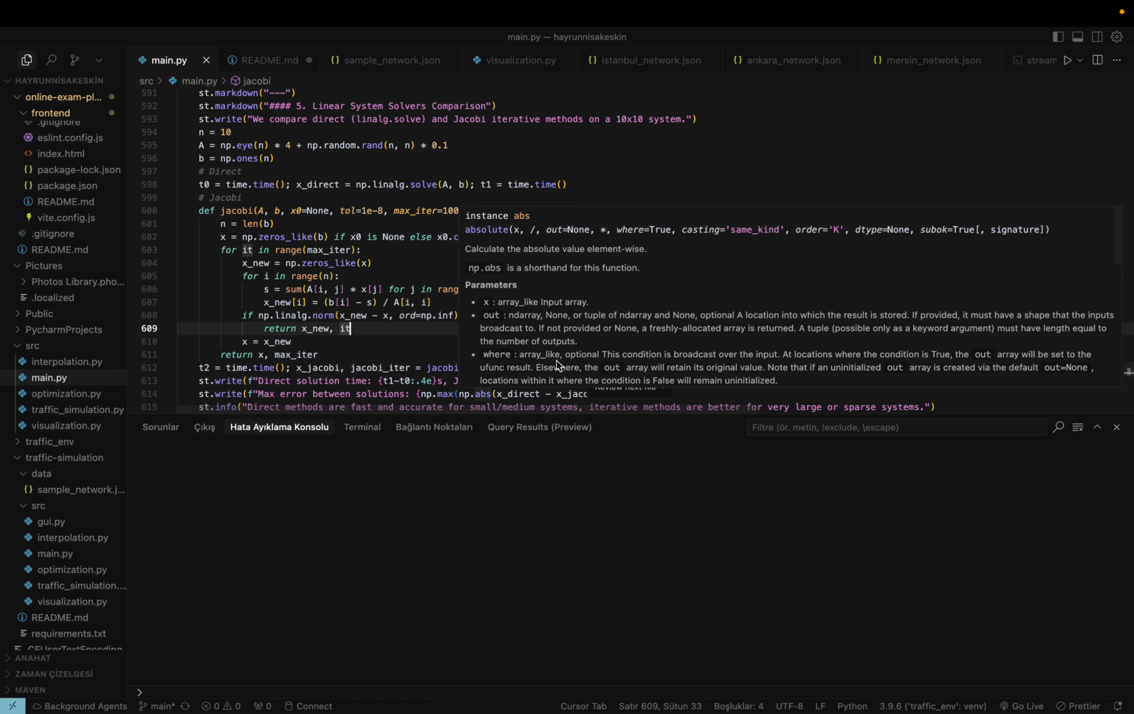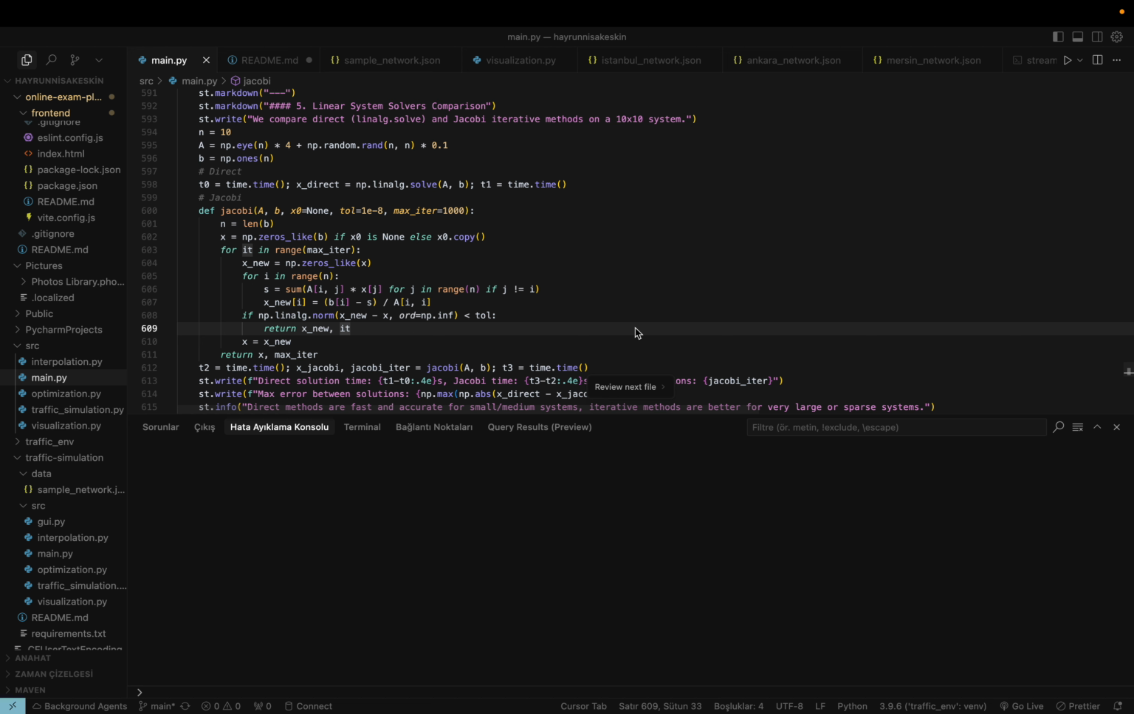For instance, an abs instance: absolute, calculate the absolute value element-wise. The parameters are x, array-like input array, out, ndarray or None.